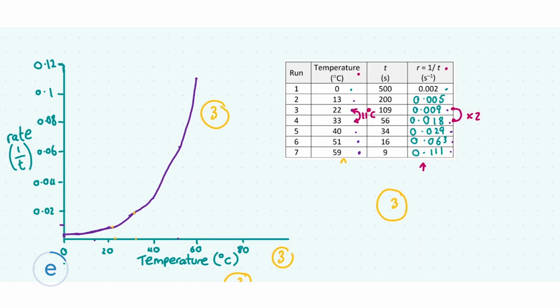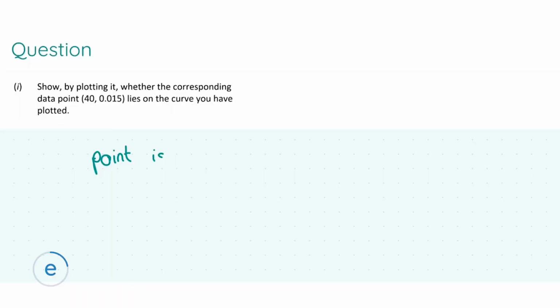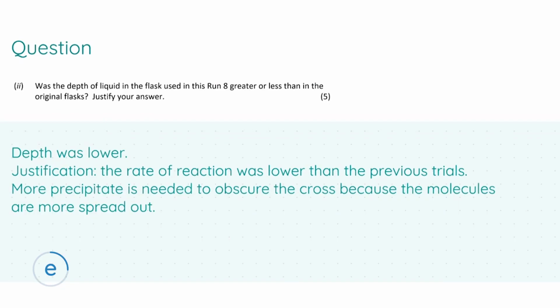I'm going to use the pink pen. So 40 degrees, and it was 0.015. So that's here, and it is not on the curve, okay? So let's go back, and we're going to just state that it's not on the curve. Okay, now let's move on to the last part of question E.